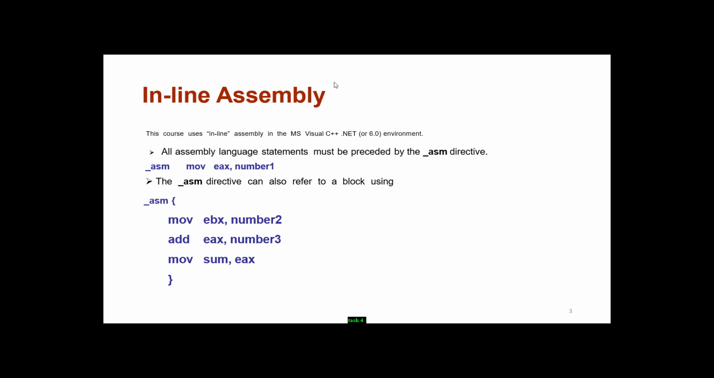So first of all, inline assembly. Inline assembly means we are writing the assembly programs in Microsoft Visual C++, the same that we used in C++ previously. So we start our instructions by writing underscore ASM, then we write our instruction. If we are writing a block of instructions, then we use underscore ASM with a bracket.